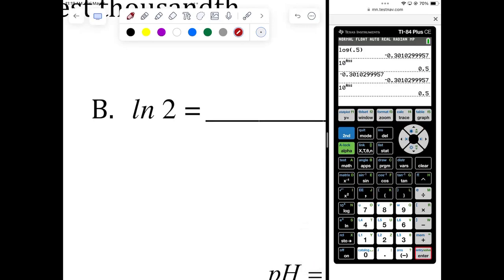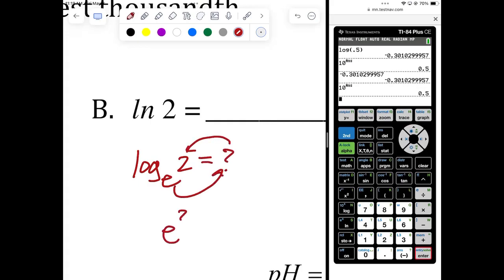Now, before you hit enter, let's think about it. This is the same as log base e of 2, and we want to know e to what power is 2. So e to what power equals 2? Let's try 0. What's e to the 0? 1. That's too small, right? So it's got to be bigger than 0. What's e to the first? e, which is 2.7. That's too big, yes? So the answer has to be some number between 0 and 1. Let's see what it is.